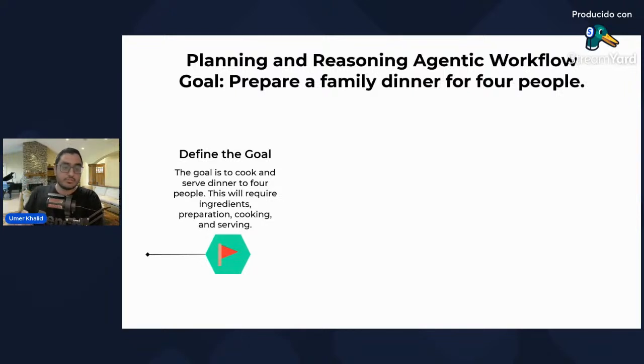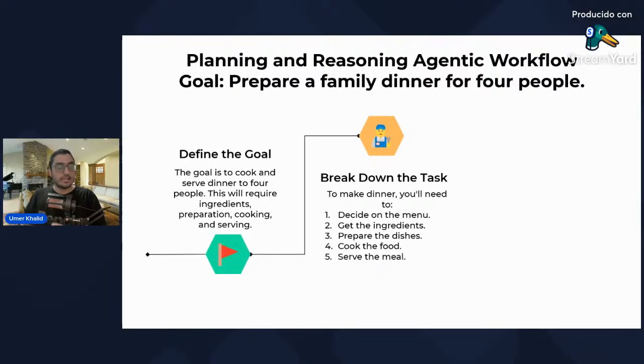So first up, step one would be to define the goal. The goal here is to cook and serve the dinner to 4 people, and this will require ingredients, preparation, cooking, and serving. So we define the goal, and then step two is actually breaking down the task. First, it defined the goal by elaborating what the goal actually means. So maybe the prompt was prepare a family dinner for 4 people. First thing it did was define the goal, and next it's going to break it down into smaller tasks.